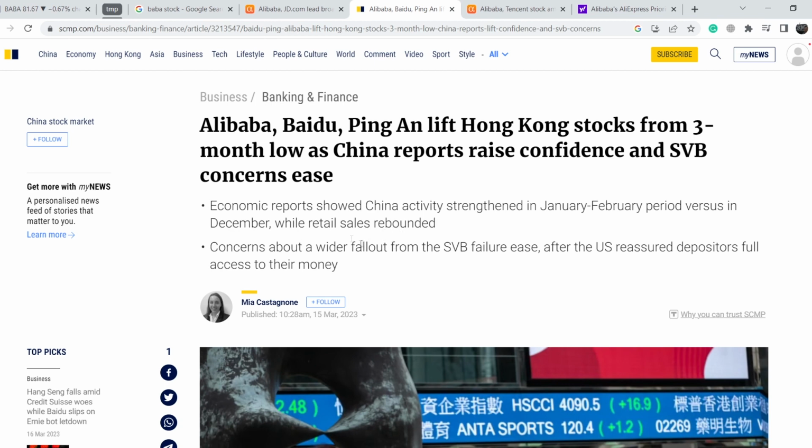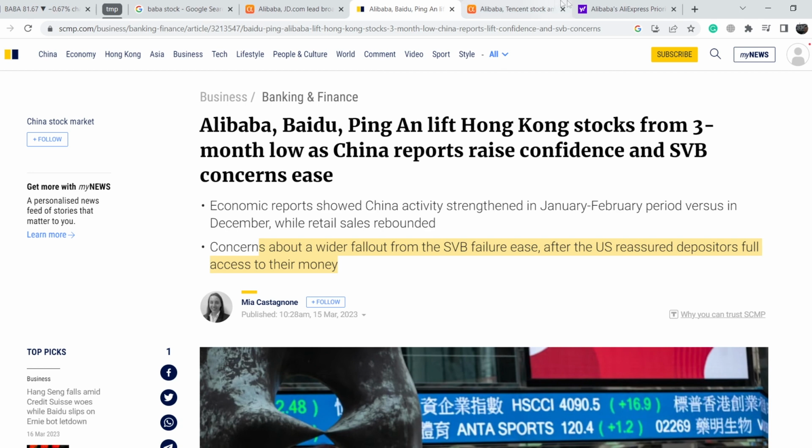And the bullets for this article are the following. Economic reports showed China activity strengthened in the January-February period versus December, while retail sales rebounded. Concerns about a wider fallout from the SVB failure eased after the US reassured depositors of full access to their money. And definitely this news brings a lot of relief to the market. And right after that we can count on the fundamentals of the particular company in order to find out their points of growth.